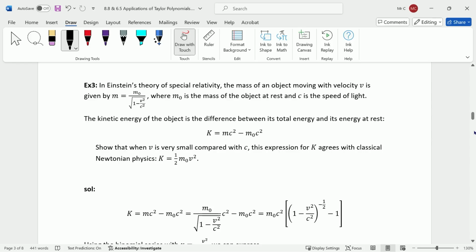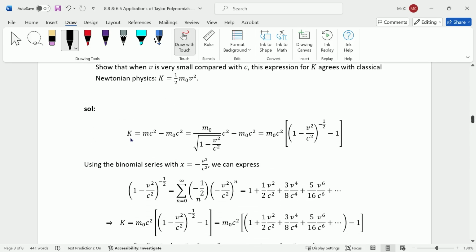All right, so let's take a look here. Kinetic energy is mc squared minus m naught c squared. Here we substitute in Einstein's expression for mass, m naught over the square root of 1 minus v squared over c squared. Now we can factor out the m naught and the c squared, and we get m naught c squared times 1 minus v squared over c squared to the negative 1/2 power. We moved that from the denominator into the numerator, so we made the power negative.